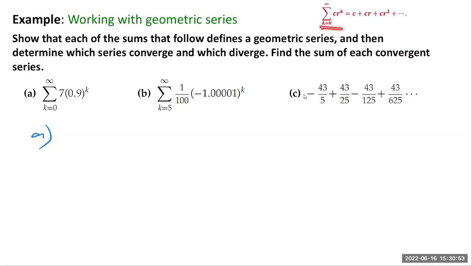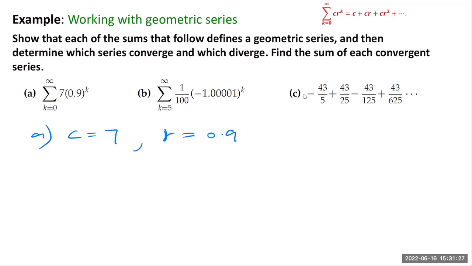First of all, this is the expanded form of a geometric series. A series of this form is called a geometric series, and this is the expanded version of that: C plus CR plus CR squared, and so on and so forth. If you compare this series against this one, you can clearly identify that your C is 7 in this case. This is your C. And your R is equal to 0.9.